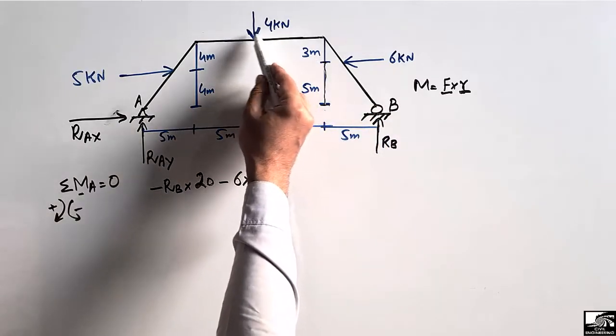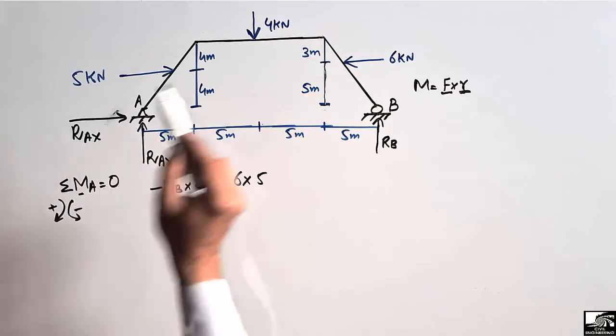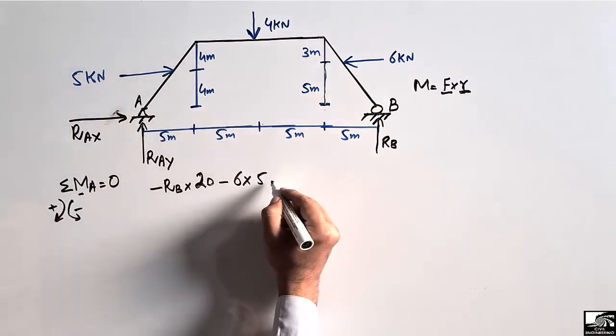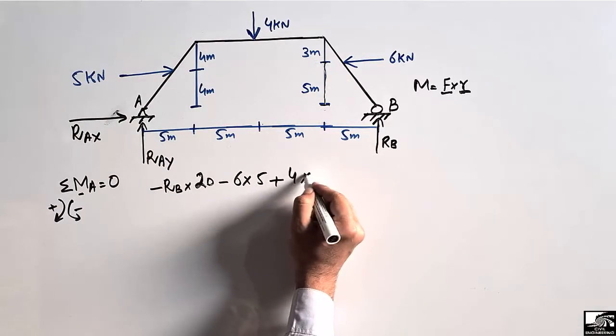Similarly, this load also creates a moment about point A. It is acting in the downward direction, so it will create a clockwise moment. So it will be taken as positive. So 4 multiplied with the moment arm.